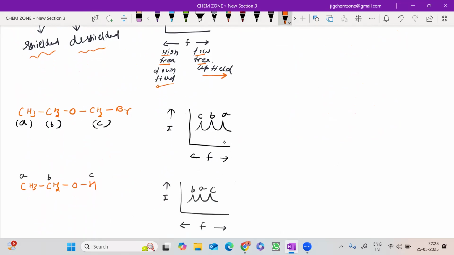सिमिलरली मैंने दो और एग्जांपल लिए हैं. There are 3 nuclei: A, B and C. If you see nucleus C, there are 2 atoms, Br and O, which are more electronegative and electron withdrawing in nature. While in case of B, there is only oxygen which is electron withdrawing in nature. So C is more deshielded. If you compare the deshielded nuclei, you will find C is more deshielded than B, and A is shielded. So A resonates at lower frequency. This is the lower frequency region and this is the higher frequency region.